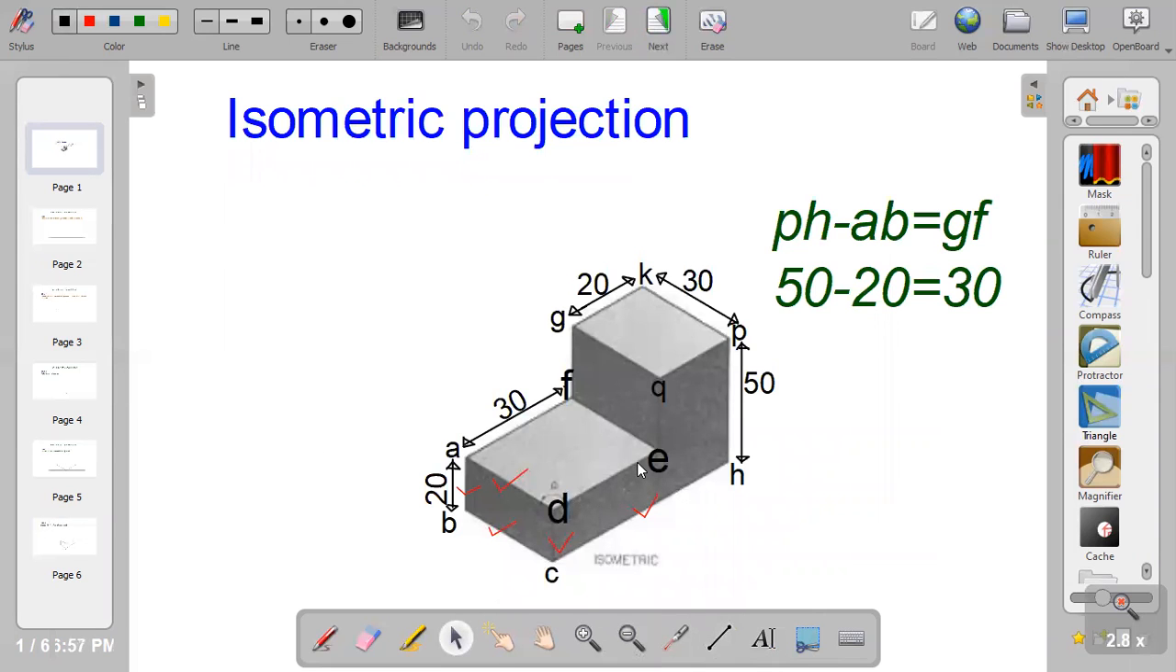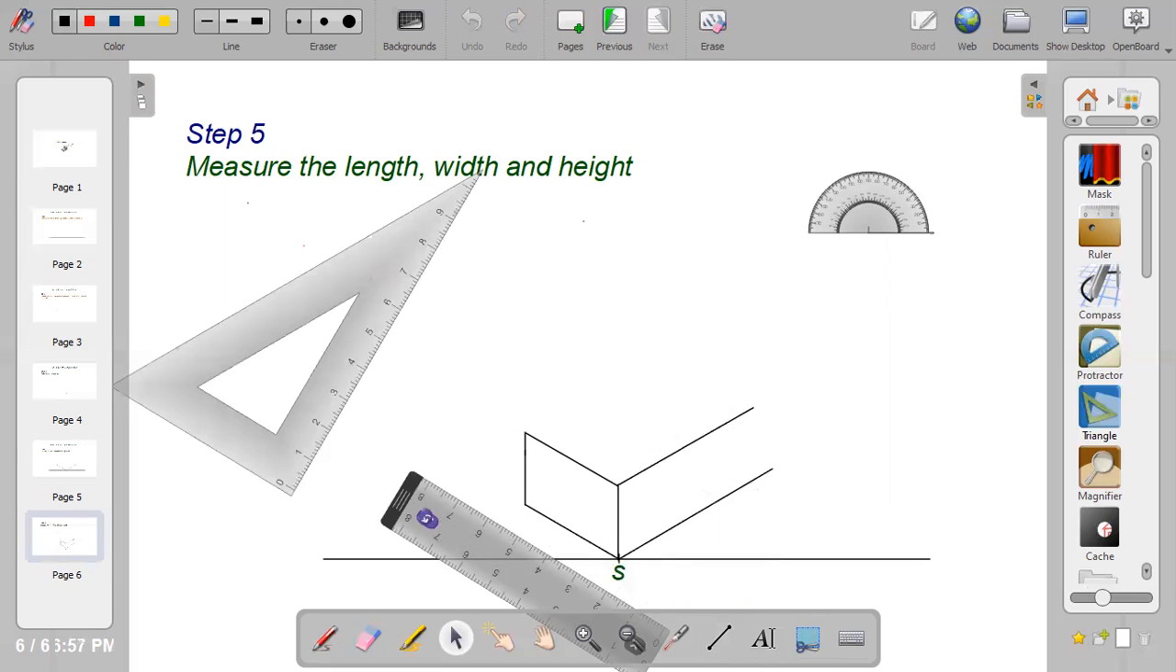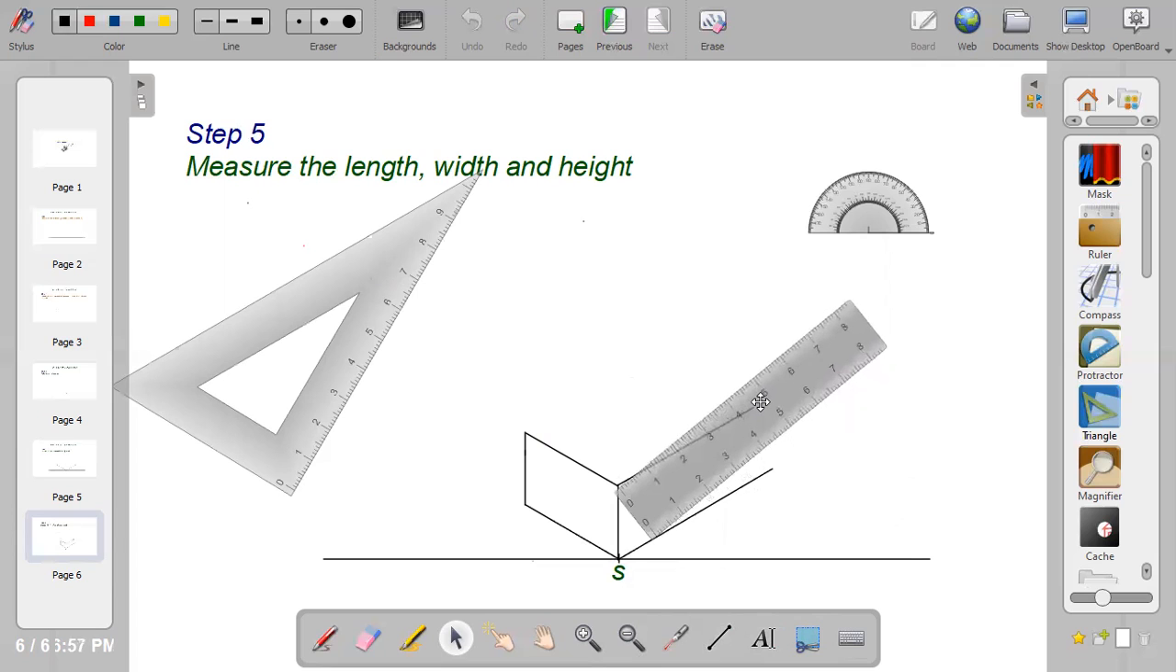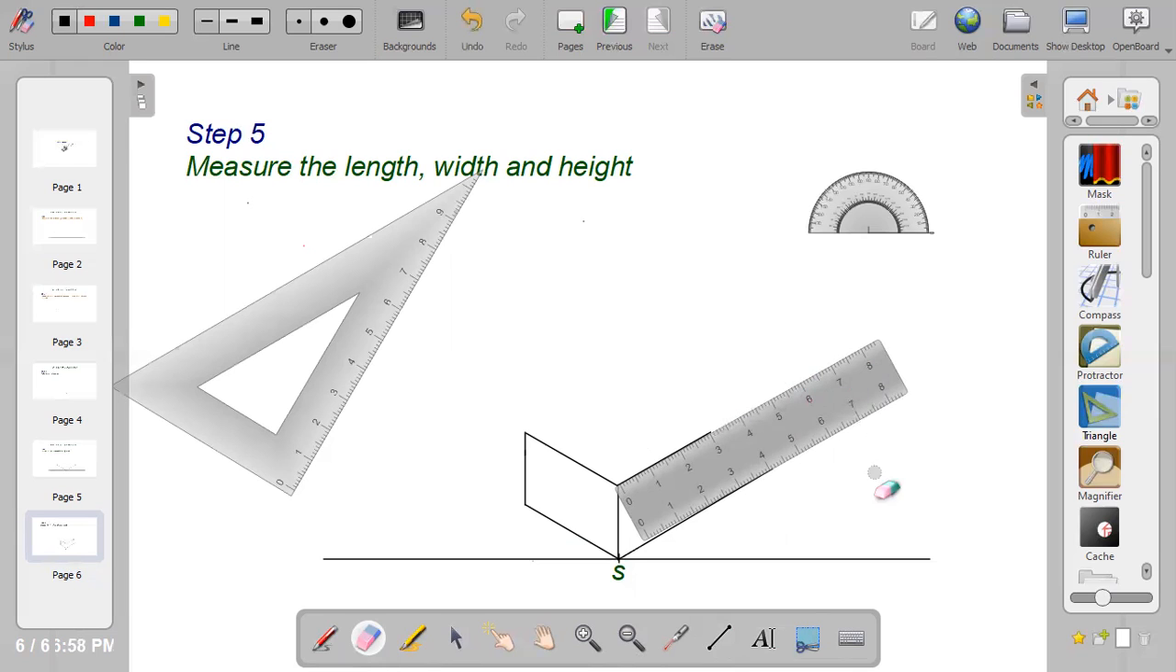I'm to measure 30 mm. So I'll place my ruler on the line to get 30 mm. I have my 30 mm so I can erase the extensions. When you are drawing, you make use of thin line so that it will be easy to erase any mistake. So now I've been able to draw my 30 mm.